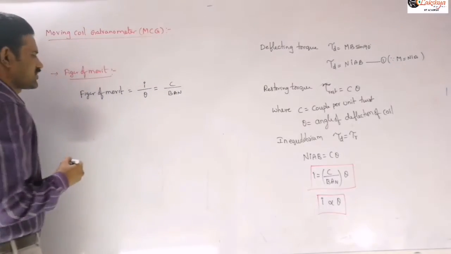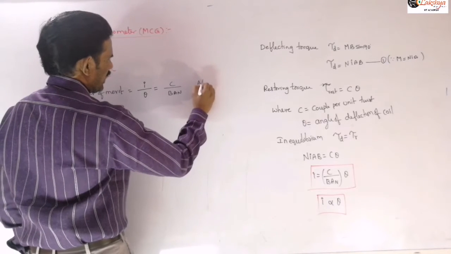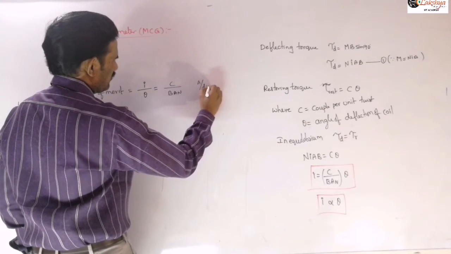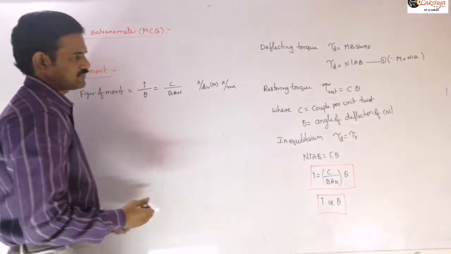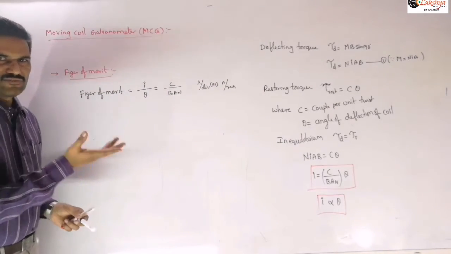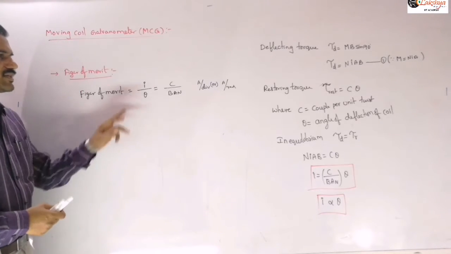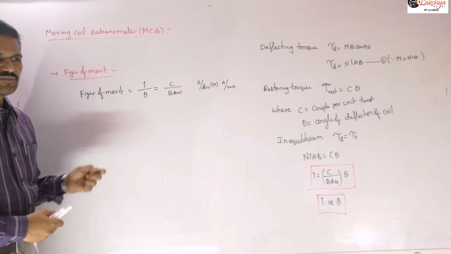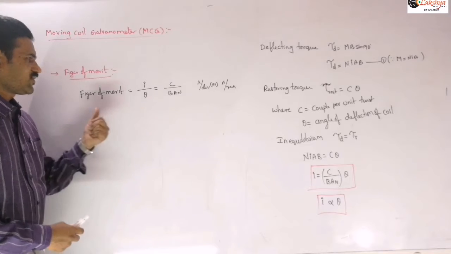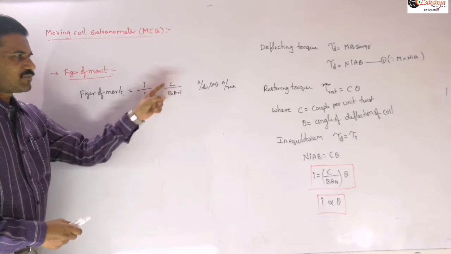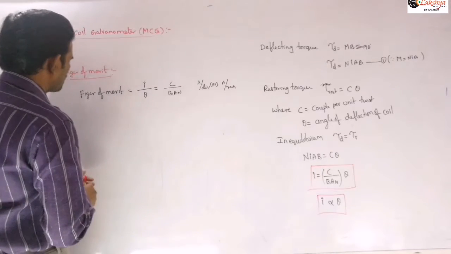This is the simple definition of the figure of merit, and you can write its unit as ampere per division or ampere per radian, or degrees, whatever it is. You may express deflections in divisions or radians. So current per unit deflection means how much current is required to produce one division of deflection. That is what we call the figure of merit, and it is given by C by BAN, right? And now the reciprocal of this is what we call current sensitivity.